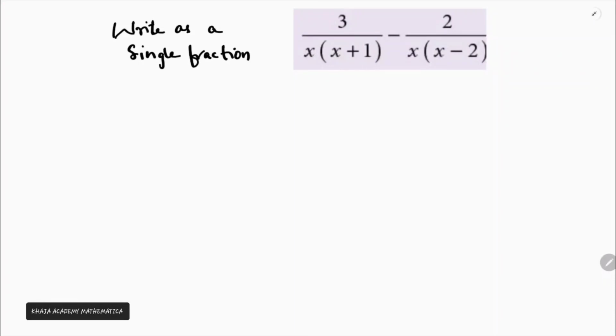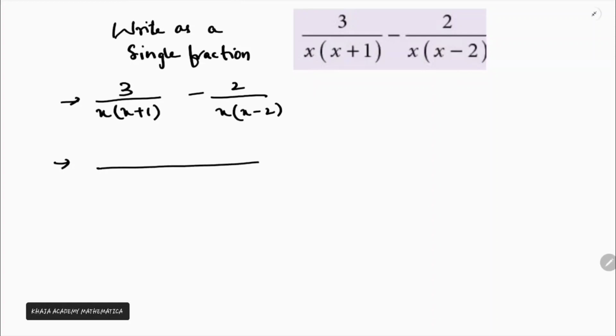Write as a single fraction. So 3 by x into x plus 1 minus 2 by x into x minus 2. So here if we take the LCM, the LCM is x into x plus 1, again you have x, but I already wrote x, so no need to write it again. So again into x minus 2.